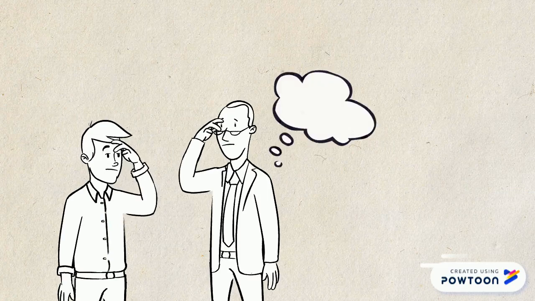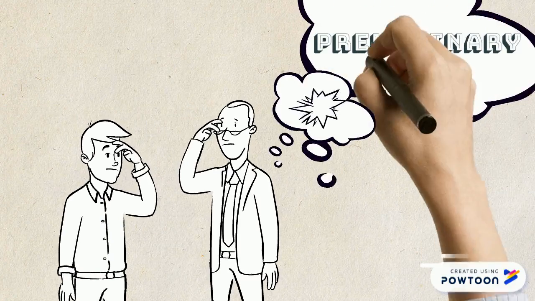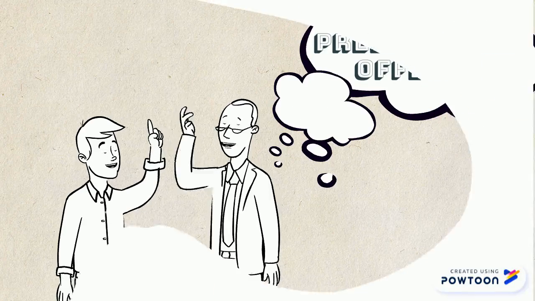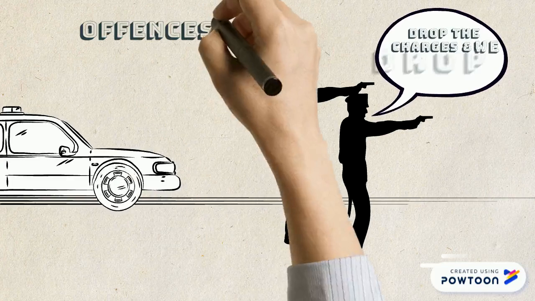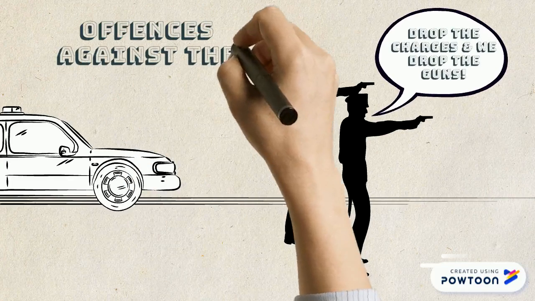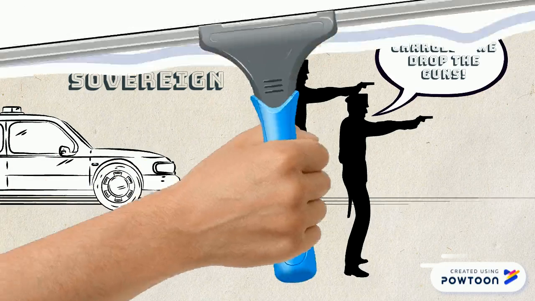They then conspire together to damage the old friend's property, a preliminary offence, which they are caught for and charged for. Jimmy and his friend then use intimidation and firearms in a police station, attempting to take officers hostage in return for having the charges dropped, an offence against the sovereign.